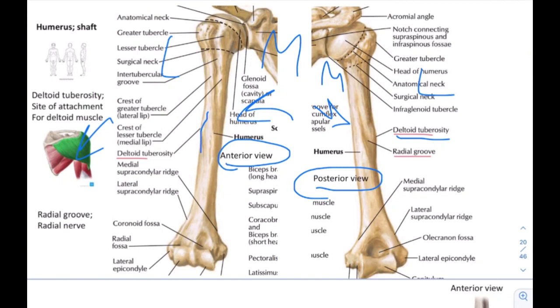And we also have something called the radial groove. This is where the radial nerve runs along. So it runs along the radial groove. And the radial nerve is important in innervating. Okay, we'll talk about the importance of the radial nerve during the musculoskeletal lectures. For now, it's not important.